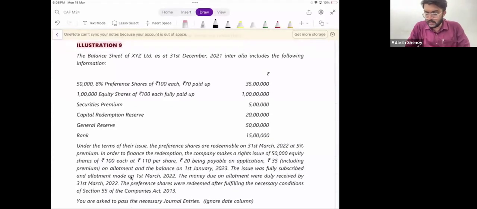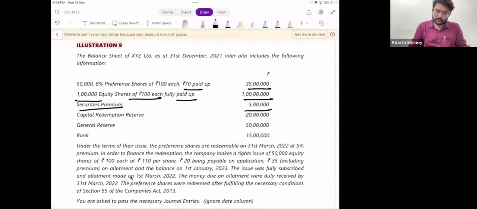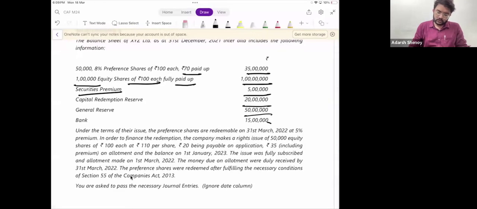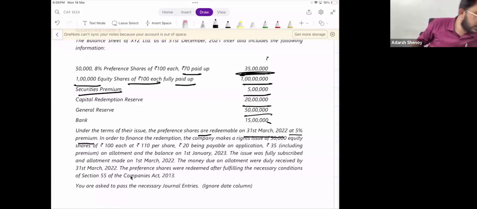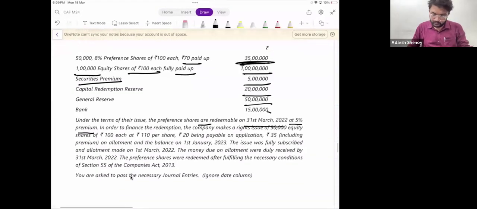The balance sheet of XYZ Limited as at 31st December 2021 includes the following information. 50,000 8% preference shares of rupees 100 each, 70 paid up, 35 lakhs. 1 lakh equity shares of rupees 100 each, fully paid up, 1 crore. Securities premium 5 lakhs, capital redemption reserve 20 lakhs, general reserve 50 lakhs, bank account 15 lakhs. Under the terms of their issue, the preference shares are redeemable on 31st March 22 at 5% premium. So we see preference shares over here, 35 lakhs. They have been redeemed at 5% premium. So what will be the total amount payable? 35 lakhs into 5% premium is 1,75,000. Total 36,75,000 will be payable.